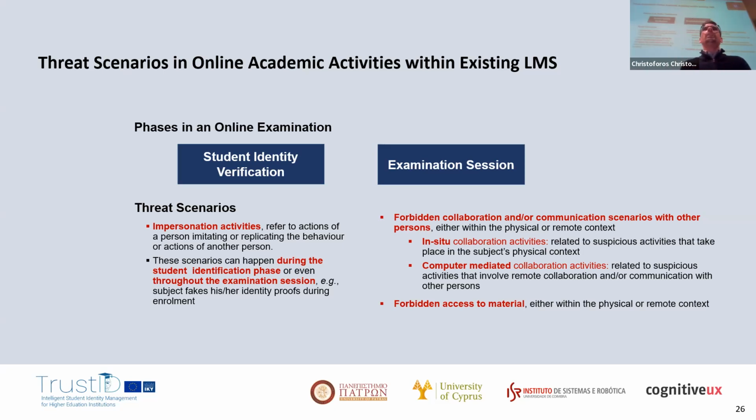People have been using their computer to access or speak or communicate or collaborate with other people, but they were not in the same place. They were communicating and collaborating remotely. And the third type of threat that we identified relates to forbidden access to material. So let's say you take an examination and you go and search on Google, on Stack Overflow, on ChatGPT, whatever, to find answers, which is against the policy of the university, obviously. And again, this could happen either within the physical context or remotely. You could ask someone else to search it for you.